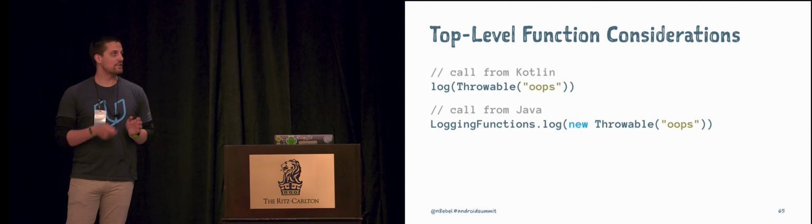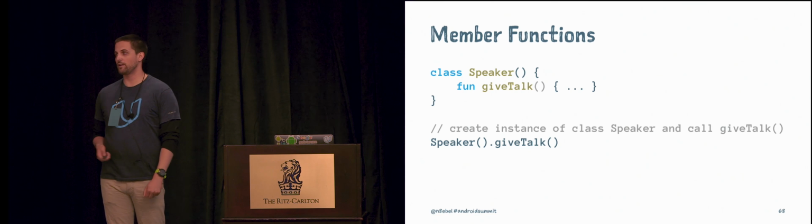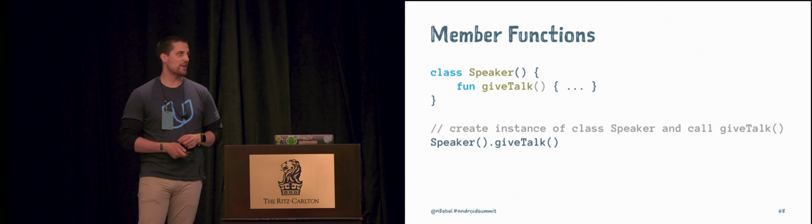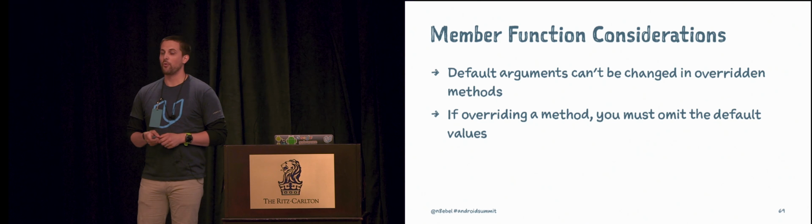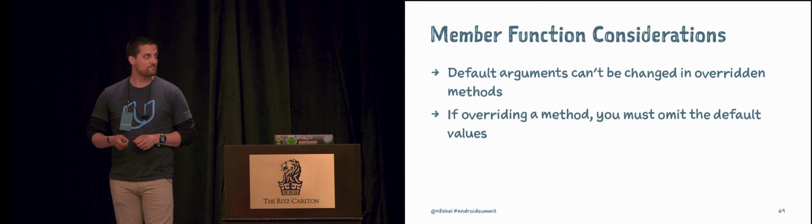Member functions, functions associated with a class or object. So this operates just like in Java with our methods. They have access to private members of that class or object. So we can define a class Speaker, function giveTalk here. We can create an instance of the class and call that method on it. Nothing's really changed there. However, there are, again, a couple of considerations when talking about Java interop here.